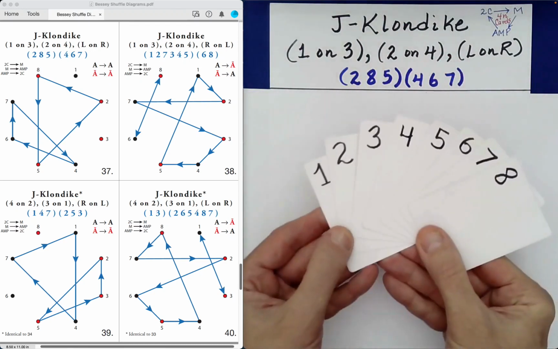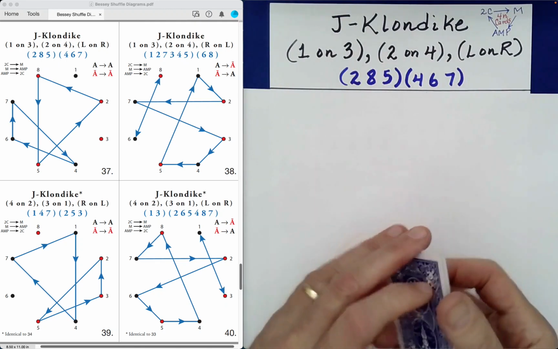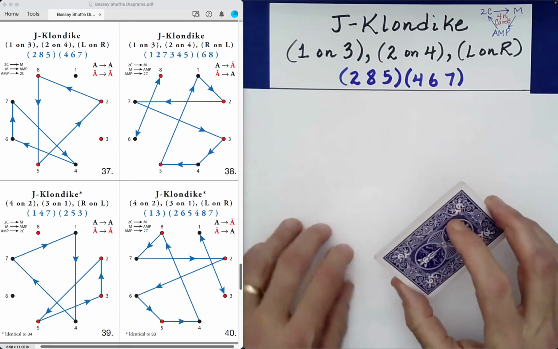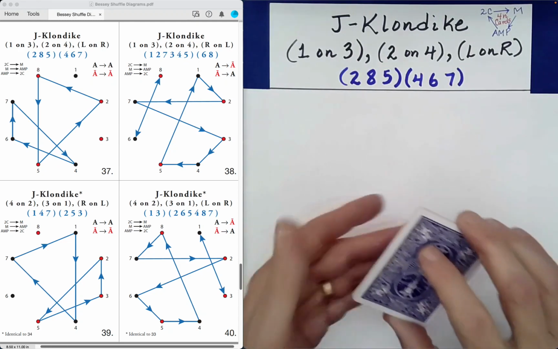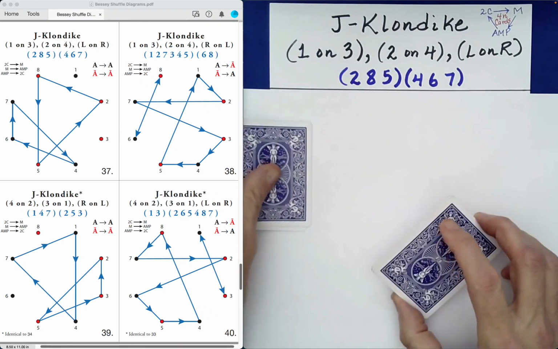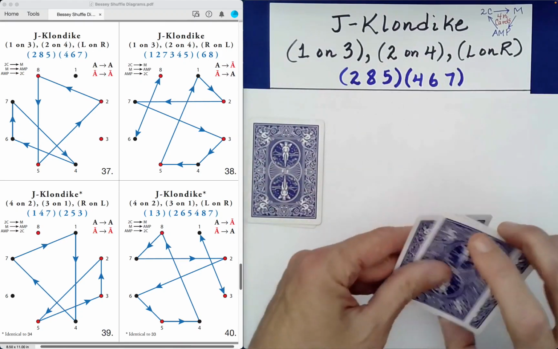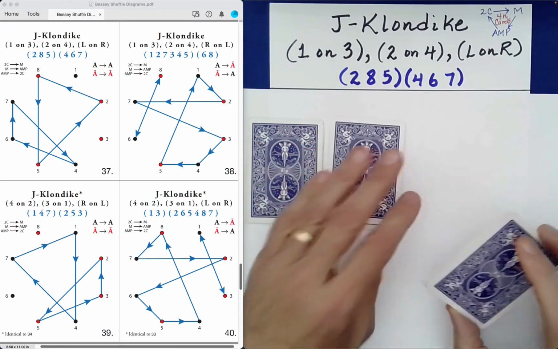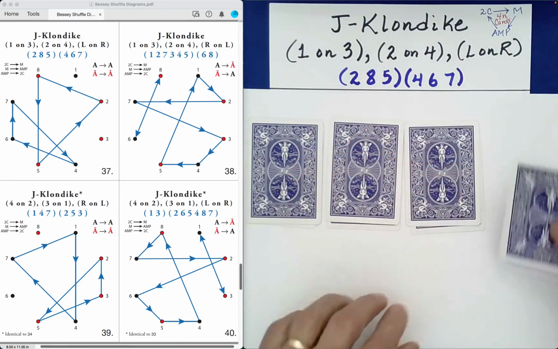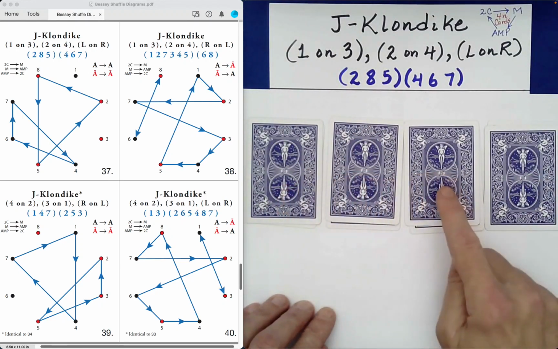As always, we begin with our ordered packet 1 through 8. We'll perform the shuffle and then we'll look at what results from it. Okay, the judicious Klondike. How does this work? Recall, this is where you take the top and bottom card off as 1 and put them into a first pile. We'll call it pile 1. Top and bottom cards off as 1 into a second pile. Top and bottom off as 1 into a third pile. The last two cards make up a fourth pile. So this is pile 1, 2, 3, 4.